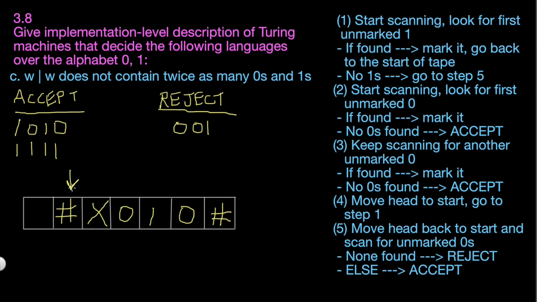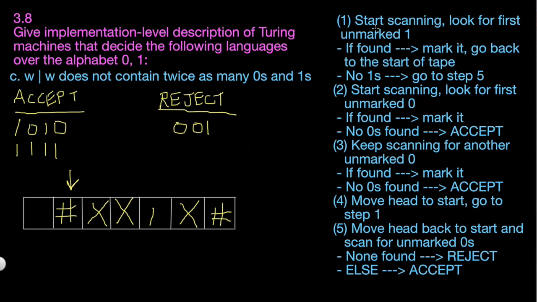So once again, we start scanning. This time we're looking for our first unmarked zero. So right here, that's the first unmarked zero, so we're going to mark it. Then we're going to keep scanning the tape for another unmarked zero. So we're actually not going back to start quite yet. So right here, this is the next unmarked zero we see. So we'll mark that. There we go. So then step four tells us we need to move the head back to start, which is already here. And we're going to go to step one.